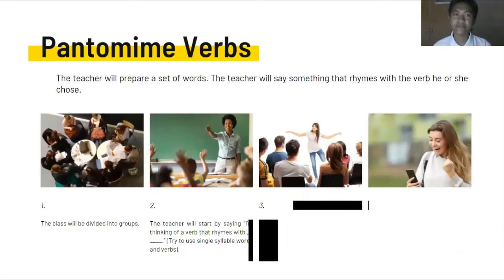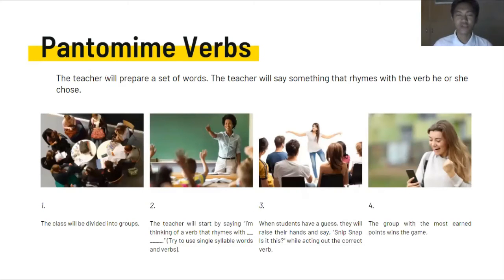So here is the mechanics. The teacher will prepare a set of words. The teacher will say something that rhymes with the verb he or she chose, and the students will have to guess what the verb is. So first thing the teacher will do is divide the class into groups. The number of students per group will depend on the class size.